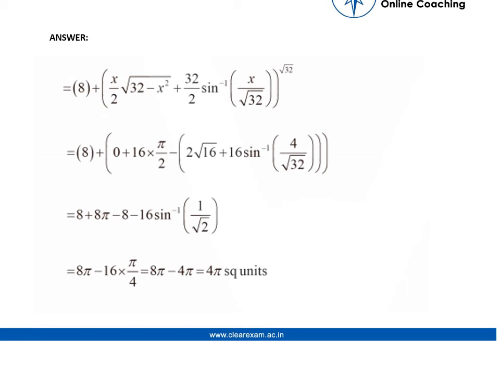8 pi minus 16 into pi by 4 as the answer, which is equivalent to 8 pi minus 4 pi, which is equal to 4 pi square units.